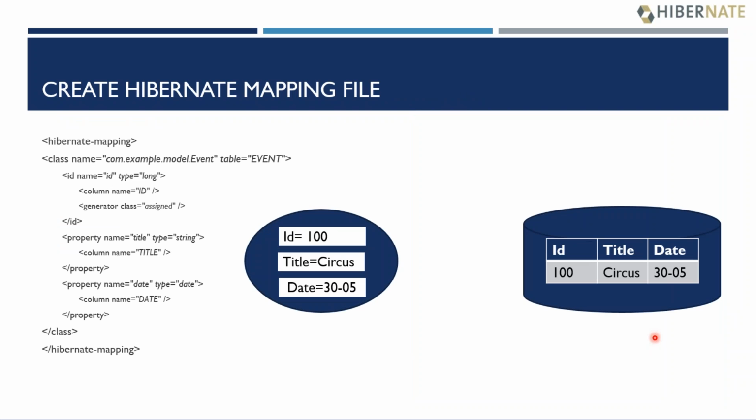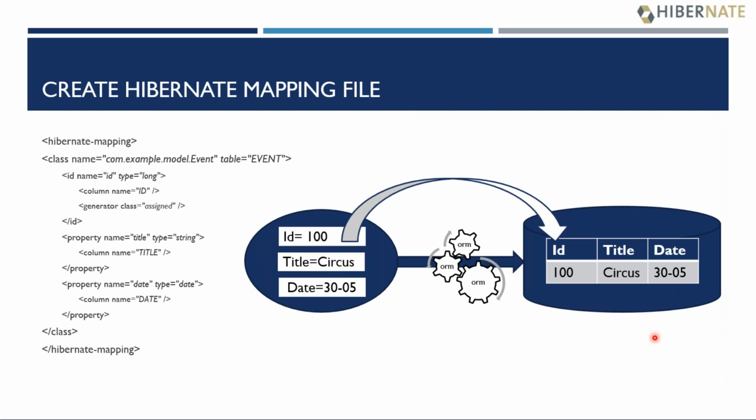Now over here, this is what we want to do. We want to map this object to this one. ID, you want to map it to ID. So this is how you're mapping. This ID should be the primary key. Whenever you're persisting any object into the table, it is mandatory that it has a primary key. This primary key you specify with the help of this: ID name is equal to ID, type is equal to long, column name is equal to ID, generator class is equal to assigned.